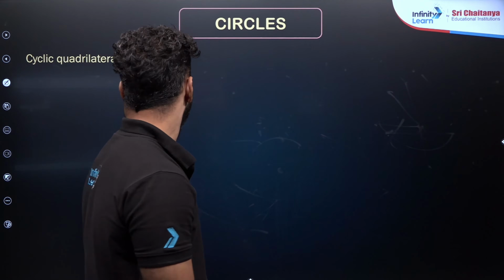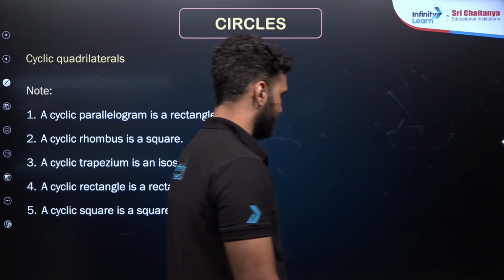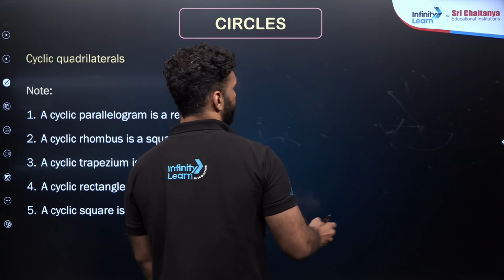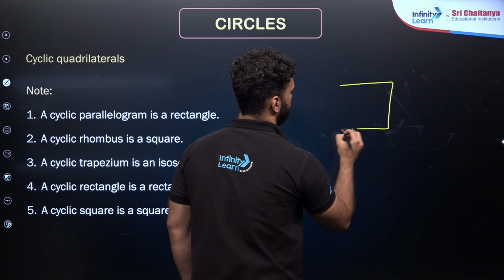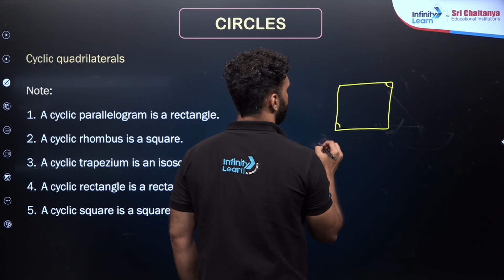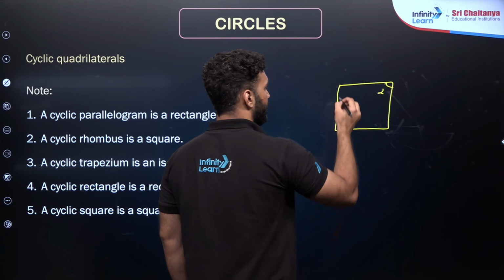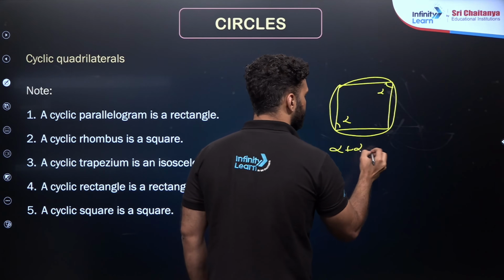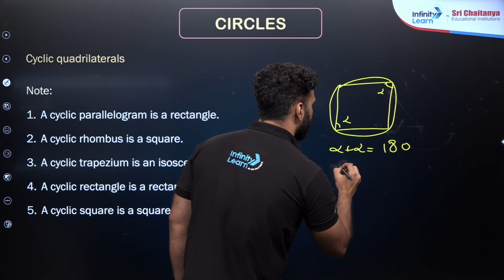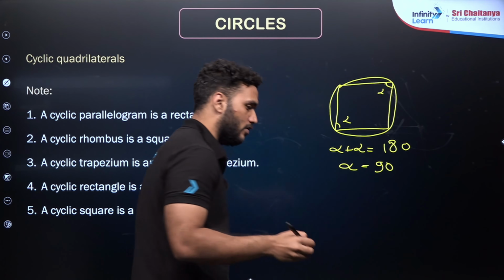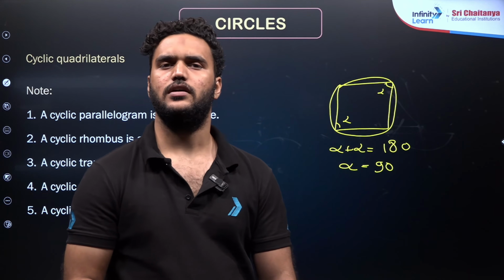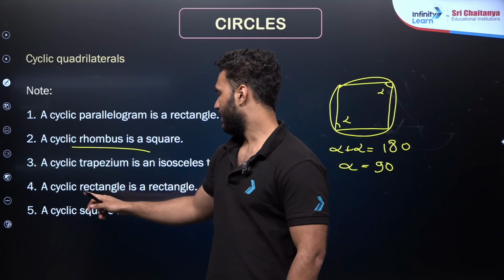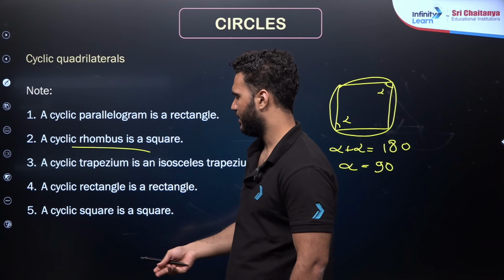Let's go for the next: cyclic quadrilateral. There are some properties. A cyclic parallelogram is a rectangle. Why? Because a parallelogram has the property that this angle and this angle should be equal. Let's say this is alpha, this is alpha. And because it is cyclic, we have the property that alpha plus alpha should be equal to 180. From here you can find alpha must be 90. So a parallelogram whose angles are 90 is a rectangle. Similarly for rhombus and trapezium you can go. A cyclic rectangle is a rectangle, a square is a square.